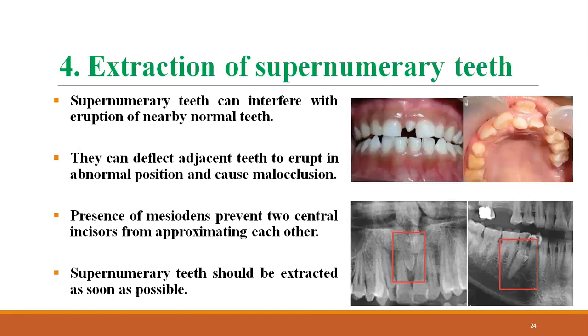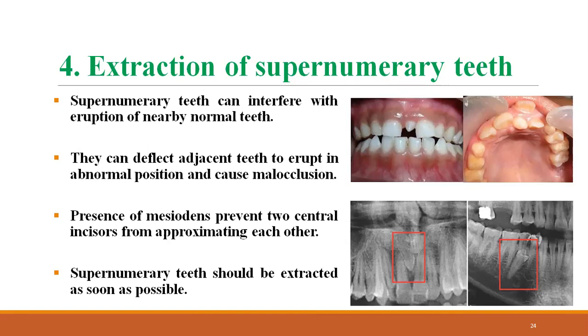Next, extraction of supernumerary teeth. The supernumerary teeth can interfere with eruption of nearby normal teeth. Here this supernumerary tooth affects the eruption of central incisors, which are erupting buccally due to the presence of a mesiodens. They can deflect adjacent teeth to erupt in abnormal positions and cause malocclusion. So the presence of a mesiodens prevents two central incisors from approximating each other.